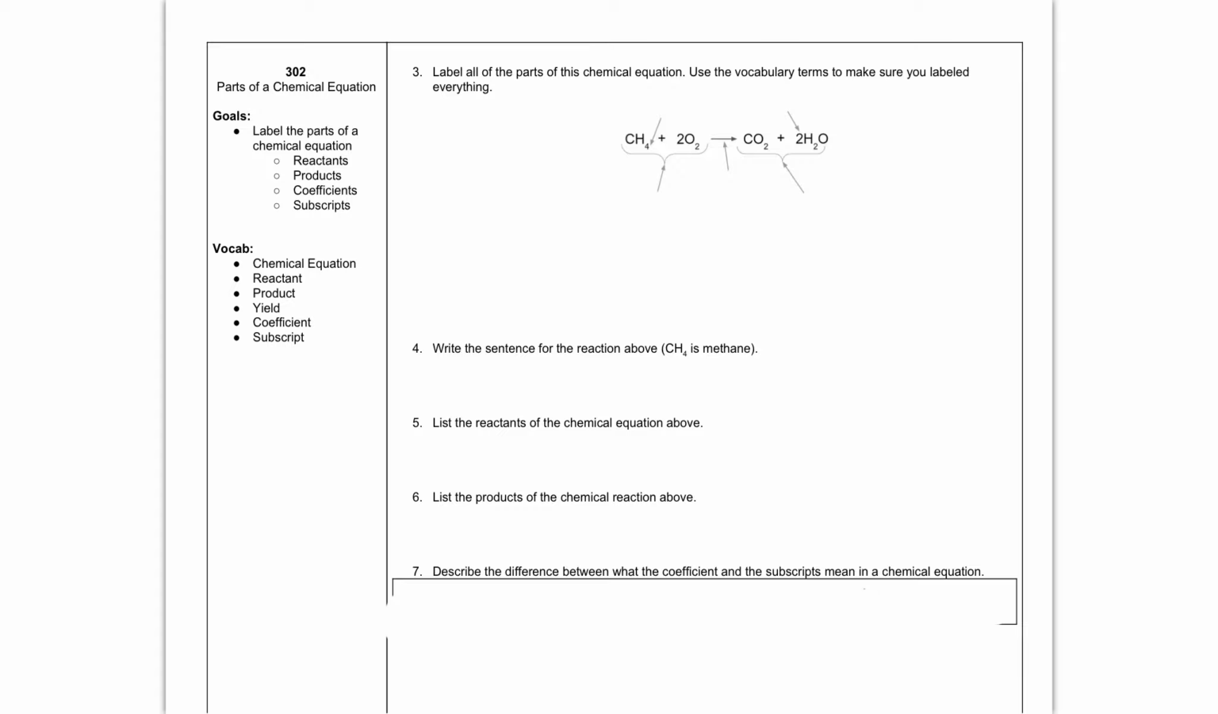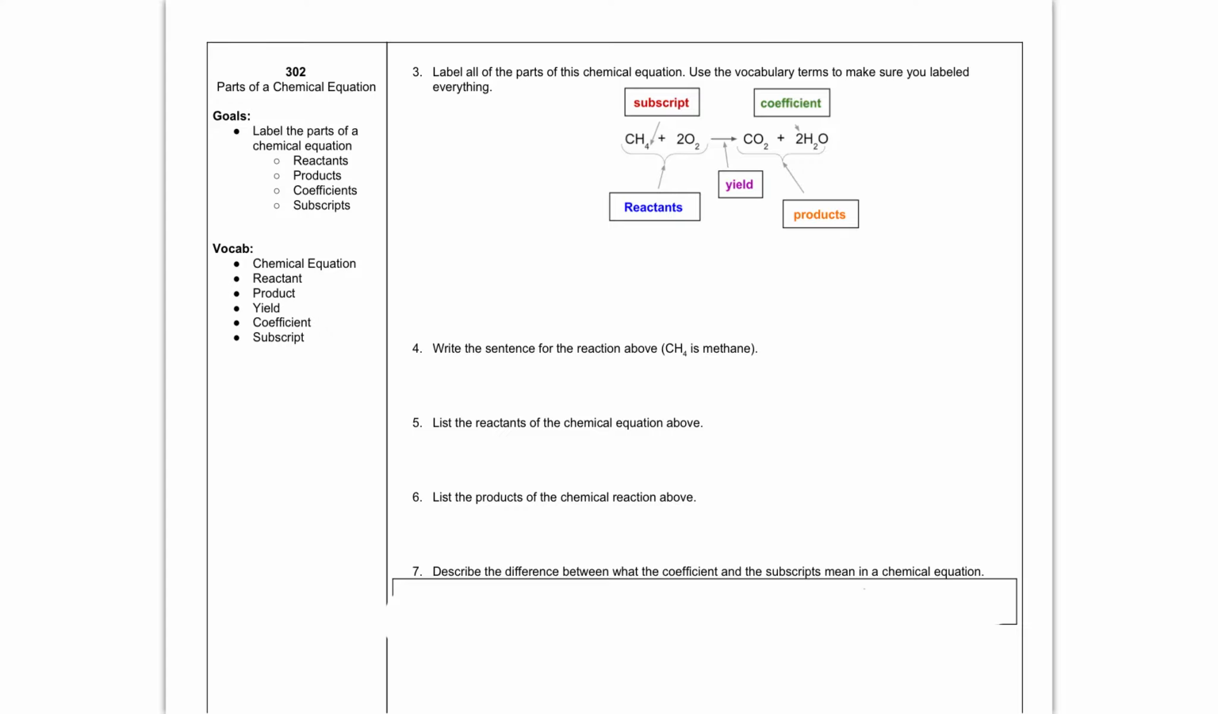The next question has you labeling all of the parts of this chemical equation, using the vocabulary terms on the left to make sure you've labeled everything. So my first one is going to be my reactants. My reactants are both the CH4 and the O2. My products are my CO2 and 2H2O. This is my yield sign. The little number, the arrows pointing to the 4, is subscript. And the number in front of H2O is the coefficient.